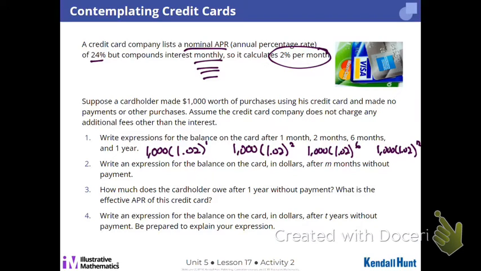Okay, so a general expression then, let's do it all together. We got an initial value of 1,000, a growth factor of 1.02 to the m number of months. Excellent. Now, let's go next. What do they owe after 1 year without payment? We already wrote that expression, 1,000 times 1.02 to the 12. We're doing these together. You're doing 1 and 2. So 1,000 times 1.02 to the 12th gives me a new value, $1,268.24, which is a lot of money. You have to pay back an extra $200 some.